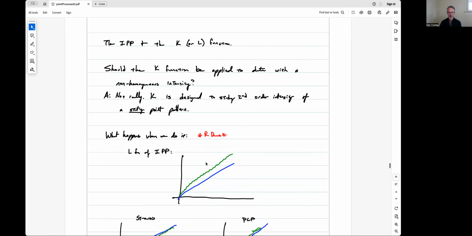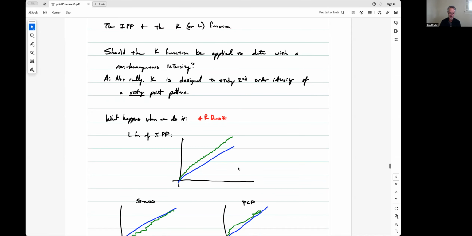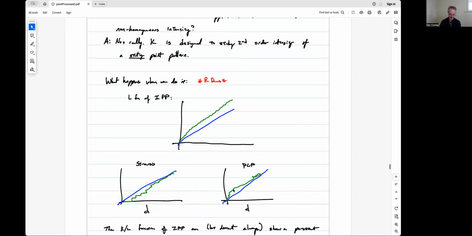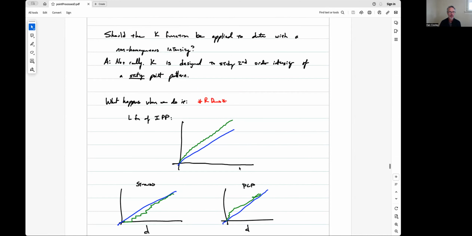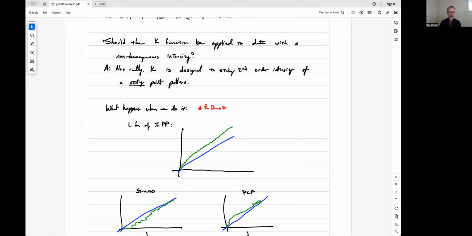And so this is my cartoon of trying to show that the L function of an inhomogeneous Poisson process has this more persistent behavior than something like a Neyman-Scott or a Poisson cluster process. Posing the question, should the K function really even be applied to data with a non-homogeneous intensity? And the answer is really no.